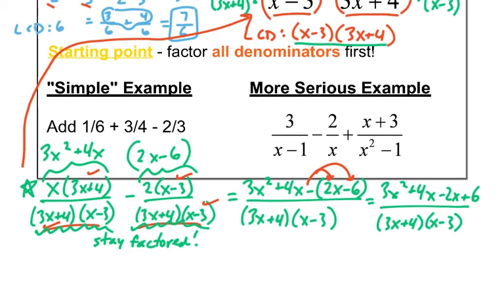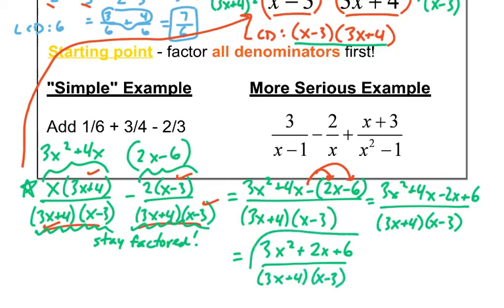Great, we're almost done. Why don't we just simplify that top now? How about 3x squared, and we have minus 2x. Sorry, that's a plus 2x, Mr. Brown. Plus 6 all over our LCD. Okay, there's our final answer. Now, that looks really good.